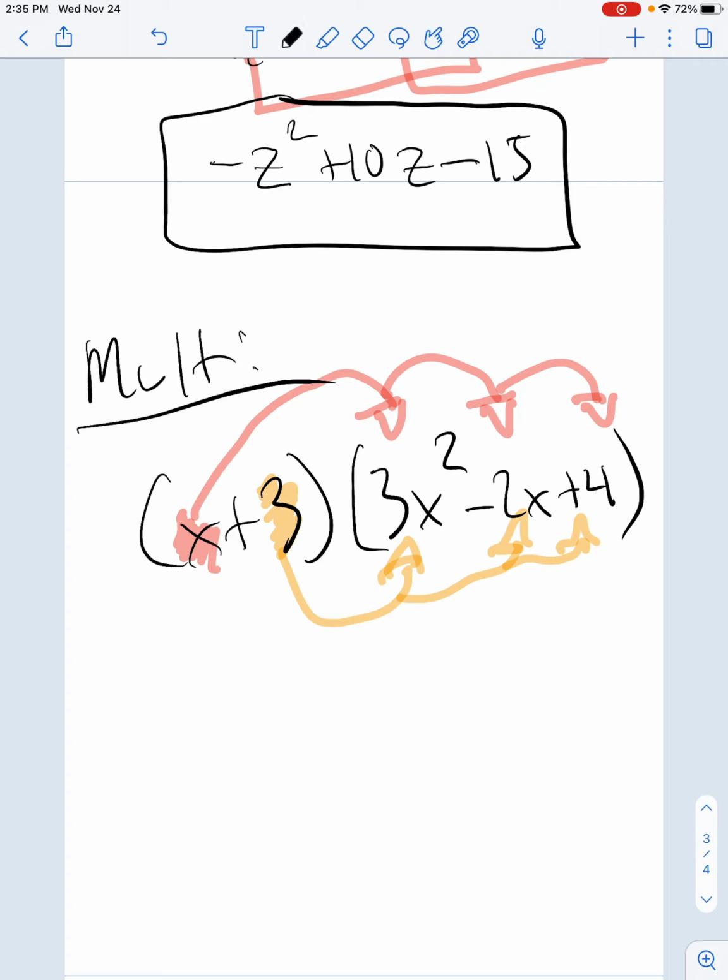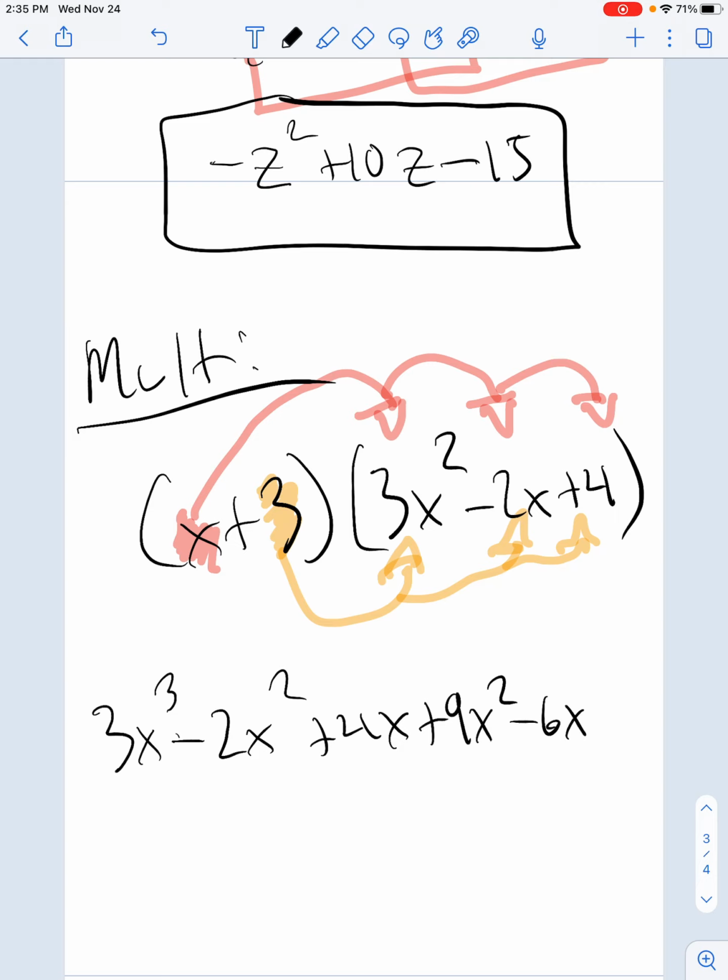So I'm going to do the x part first, and then we'll combine some like terms towards the end. So I'm going to say, okay, x times 3x squared, that's 3x to the third, minus 2x squared, I'm doing all the red ones, plus 4x, plus 9x squared, minus 6x, plus 12. So again, find what we have in common. Don't have any other x to the thirds, do have some x squareds, I do have some x's, and I only have one constant.